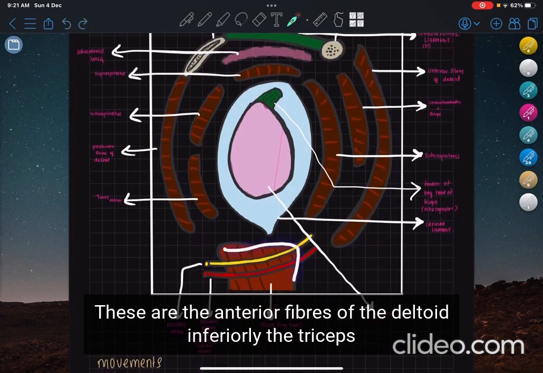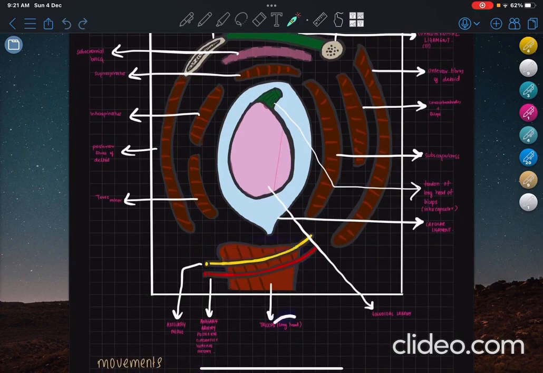Inferiorly, here we have the triceps brachii muscle, long head. So it's important to remember long head. We have the axillary nerve, as we already discussed, and I told you that the axillary nerve accompanies the posterior circumflex humeral vessel. So here we have the posterior circumflex humeral artery.